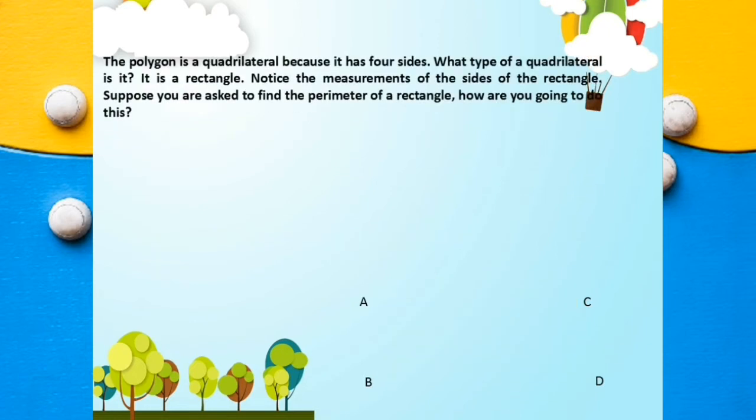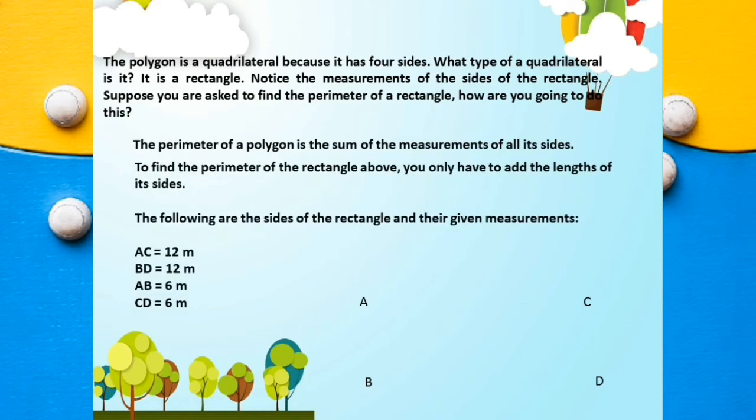The polygon is a quadrilateral because it has 4 sides. What type of quadrilateral is it? It is a rectangle. Notice the measurement of the sides of the rectangle. Suppose you are asked to find the perimeter of the rectangle. How are you going to do this? The perimeter of a polygon is the sum of the measurements of all its sides. To find the perimeter of the rectangle above, you only have to add the lengths of each side.